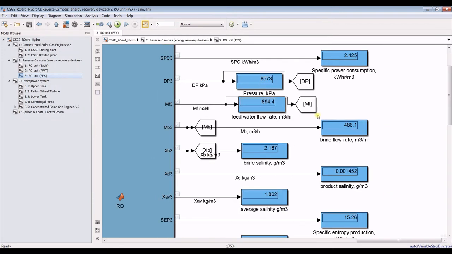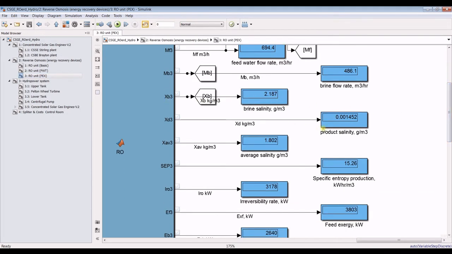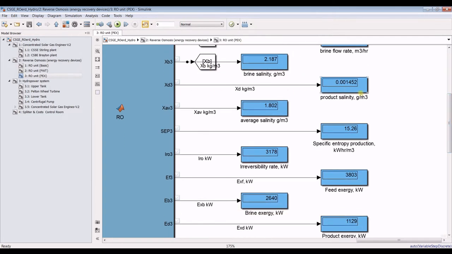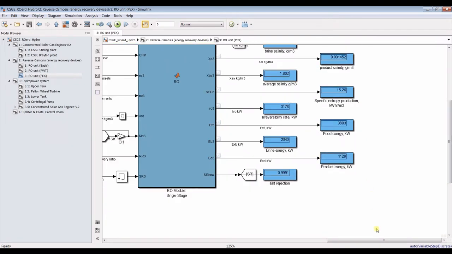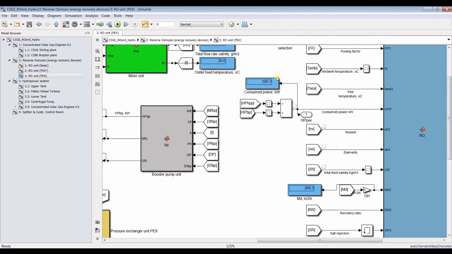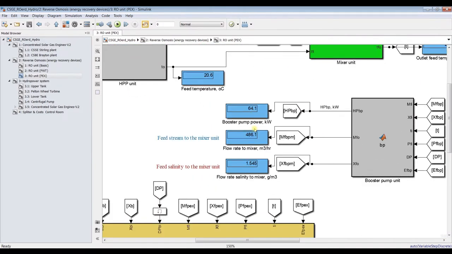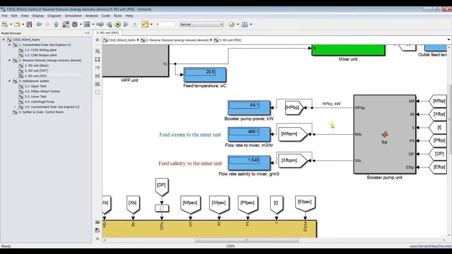And this is our mass flow rate of the feed. We need this feed, we need this brine. Okay, and this is the salinity gradients of the brine and the distillate salinity, some exergetic analysis. Okay, so for this power, you can also discover your booster pump power, pressure exchanger power, and feed salinity through the mixture unit.